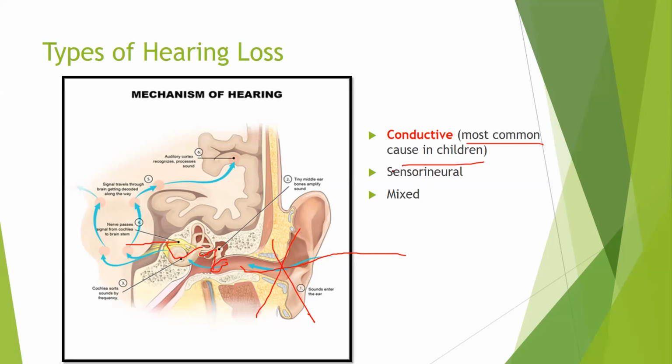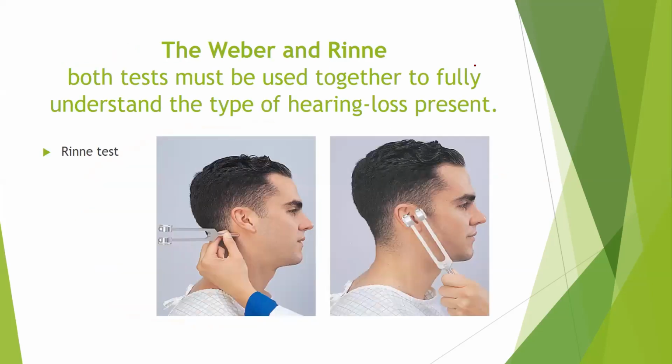Another type of hearing loss is sensorineural hearing loss. Sensorineural hearing loss has to do with the sensation of sound and then the distribution through the neurosensory component. There's also a mixed form, which basically combines these two forms of hearing loss.